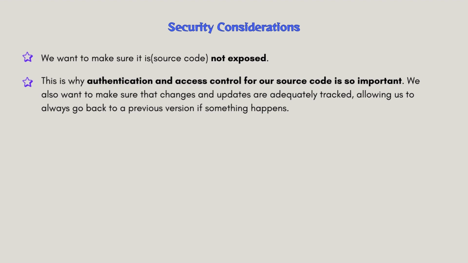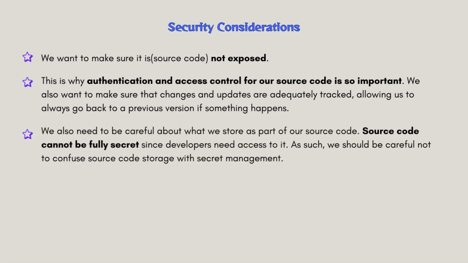Security considerations. We want to make sure our source code is not exposed. This is why authentication and access control for our source code is so important. We also want to make sure that changes and updates are adequately tracked, allowing us to always go back to a previous version if something happens. We also need to be careful about what we store as part of our source code.